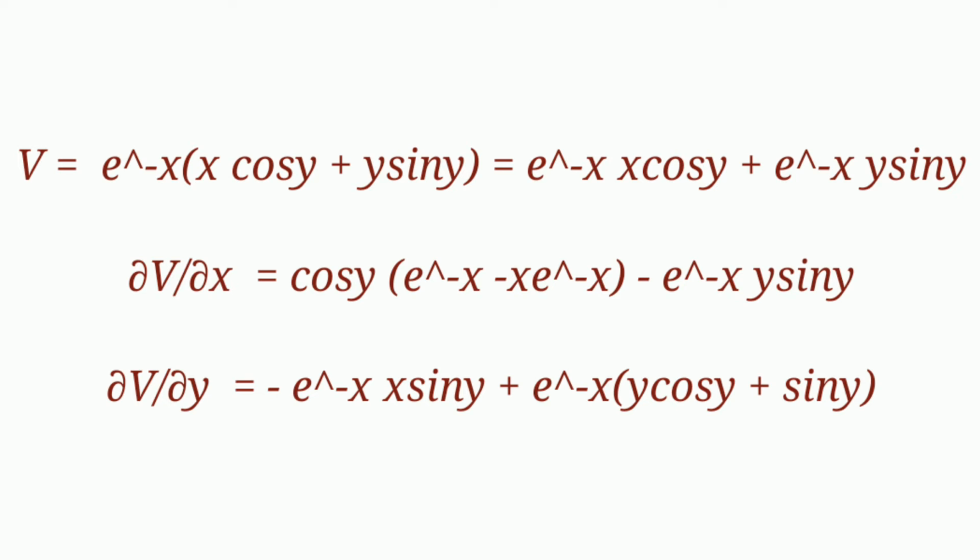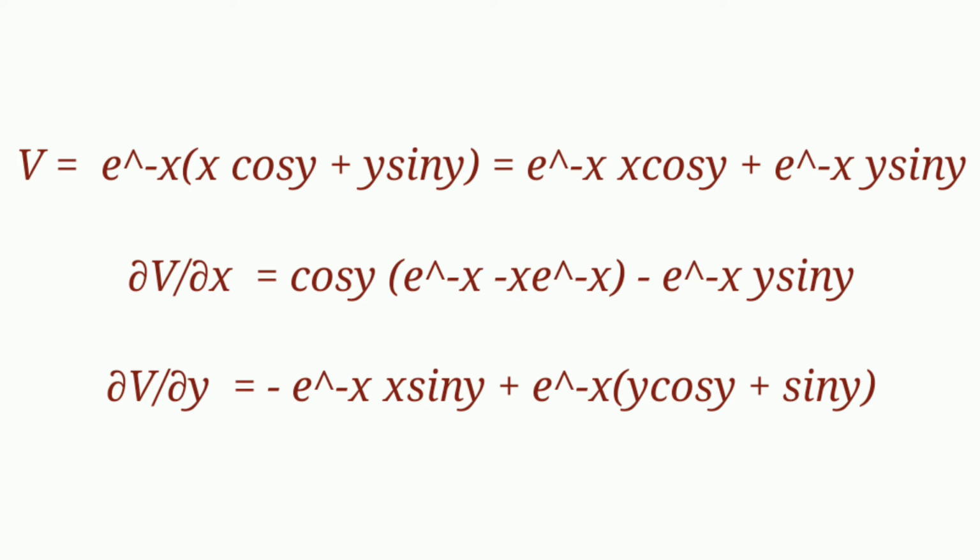Next, ∂v/∂y. Here we are differentiating v partially with respect to y. At that time you have to keep x as a constant. You consider the first term. In the first term, e raised to minus x is a constant. So we have to differentiate cos y only with respect to y. Derivative of cos y with respect to y is minus sin y. So derivative of the first term is minus e raised to minus x into x sin y.